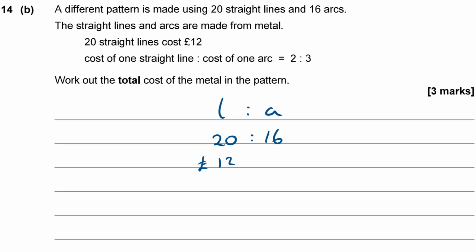So if 20 straight lines cost £12, then how much does one cost? Dividing 12 by 20. Well, dividing it by 10 is 1.2, so divided by 20 is 0.6. It must be 60 pence then per straight line.